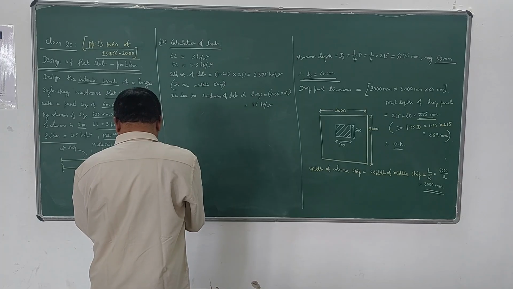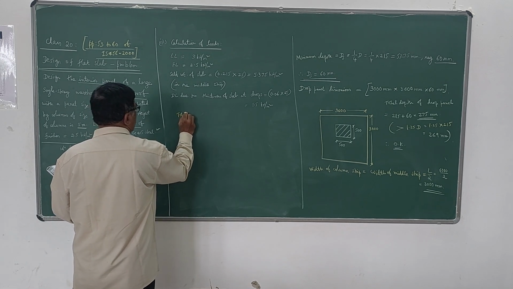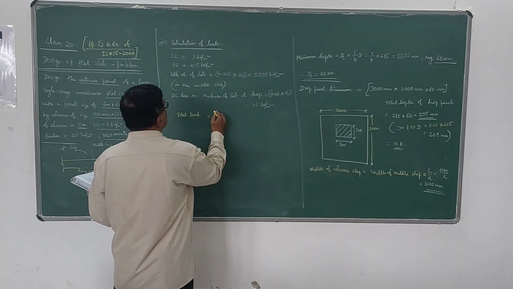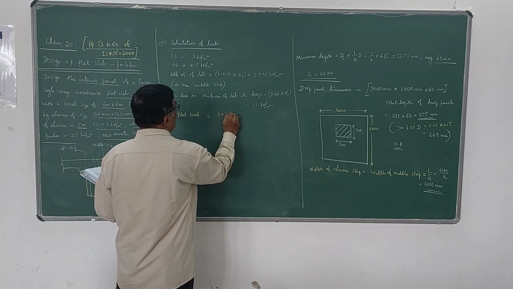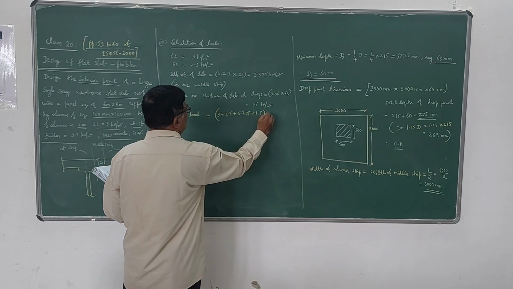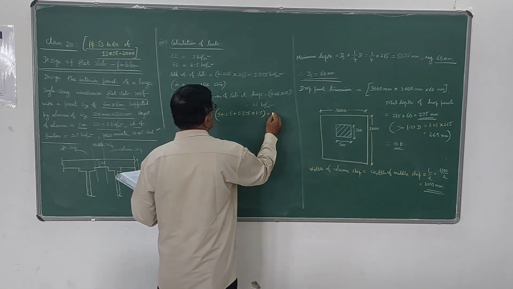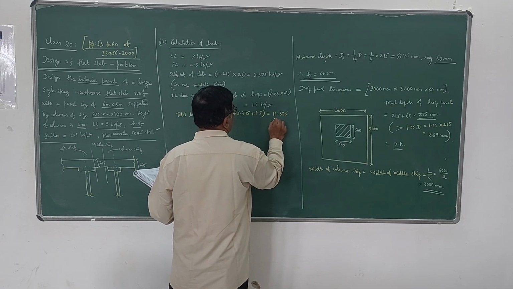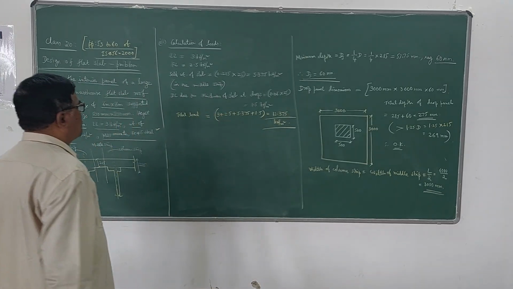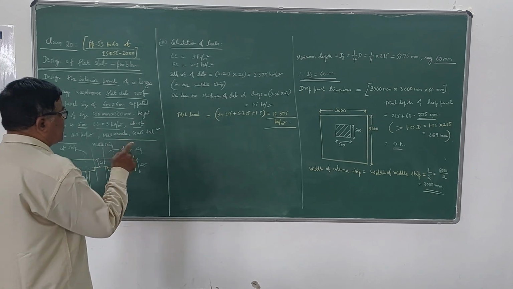Now we have to add all the things here to get the total load. So it is 3 plus 2.5 plus 5.375 plus 1.5. How much is it? 12.375 kN per meter square. Correct? Yes, sir. 12.375 kN per meter square. Now this is actually the working load.